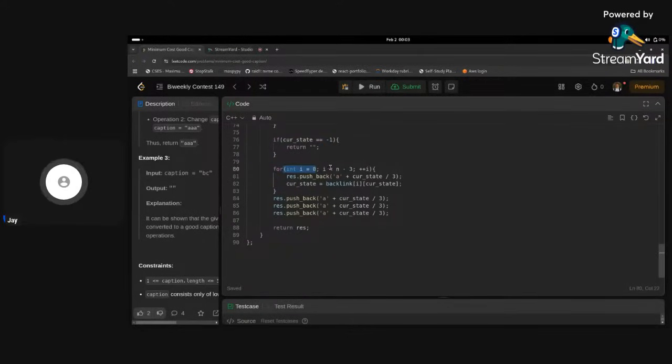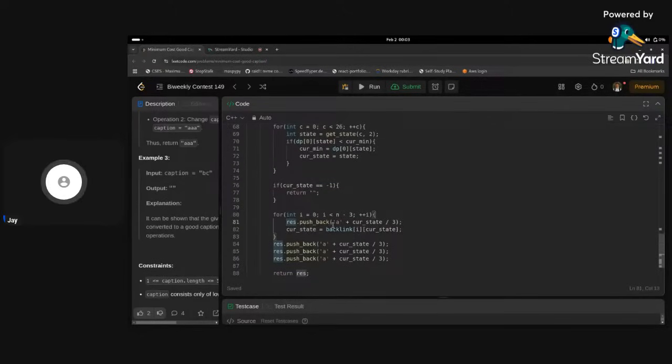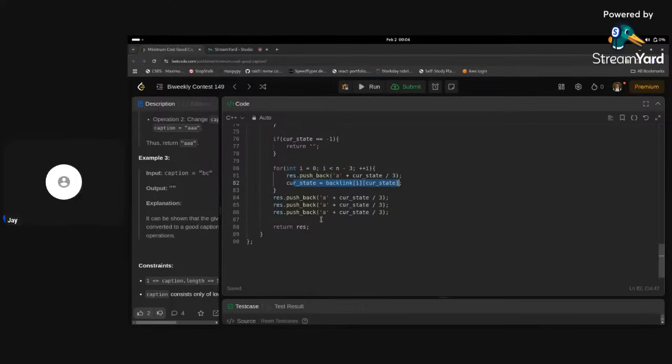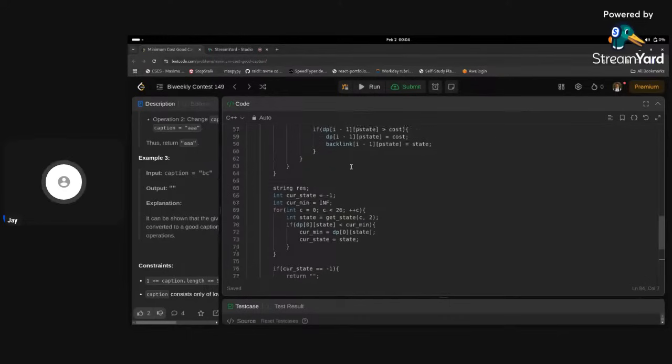Finally, iterate from i equal to 0 to n minus 3. And what you do is, okay, so this is the state we are in right now. According to this state, this is the last block of this state. Push that character and use your backlink to traverse to what would be the state on the next index. So you would just go to the next state, next state, next state for n minus 3 times. And then when you're in the final state, you just push the character according to that. So that is the overall code.